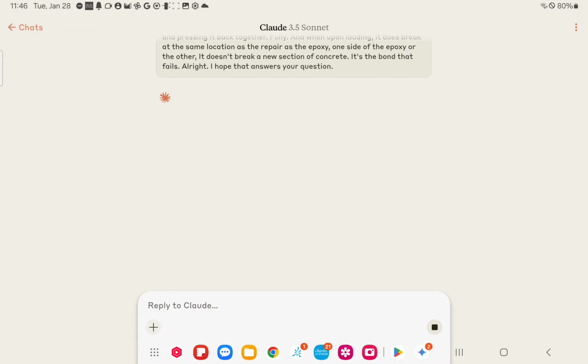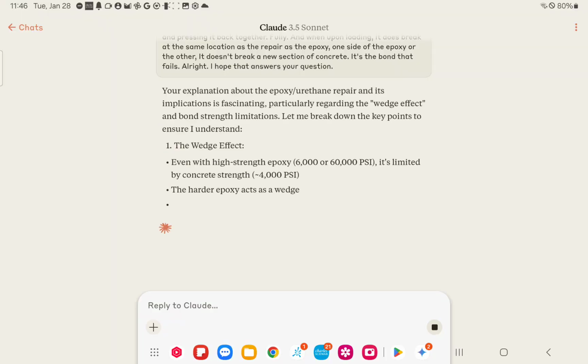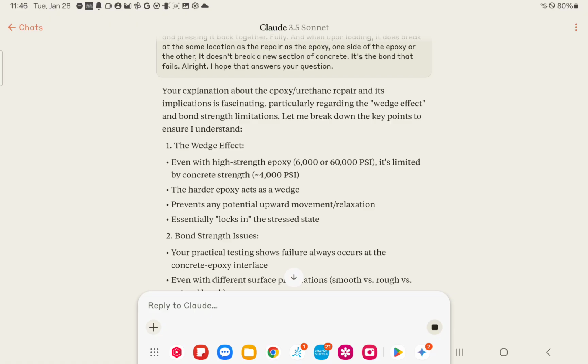Let's see what Claudia said to that. I like this, Claudia. Your explanation about the epoxy urethane repair and its implications is fascinating, particularly regarding the wedge effect and bond strength limitations. Let me break down the key points to ensure I understand. The wedge effect, even with high strength epoxy, 6,000 or 60,000 psi, is limited by concrete strength, 4,000 psi. The harder epoxy acts as a wedge, prevents any potential upward movement, relaxation, essentially locks in the stress state. That's awesome.